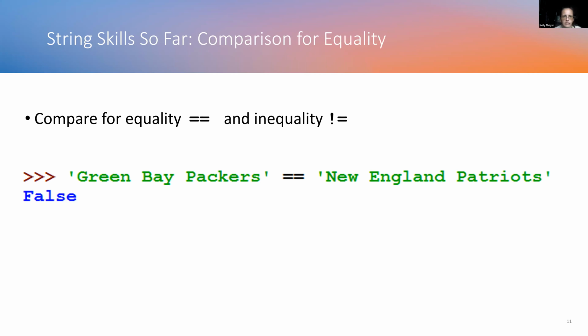We can also test things for equality, and this again is overloaded to work with strings. We've checked to see if things are exactly equal or not equal already. So our Green Bay Packers, the same thing as the New England Patriots.